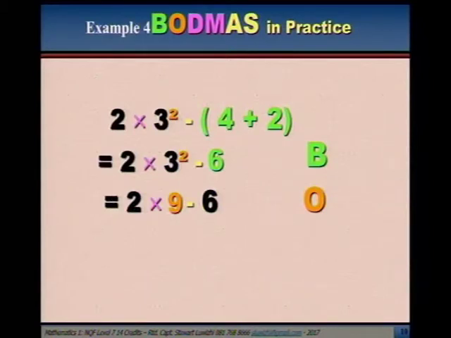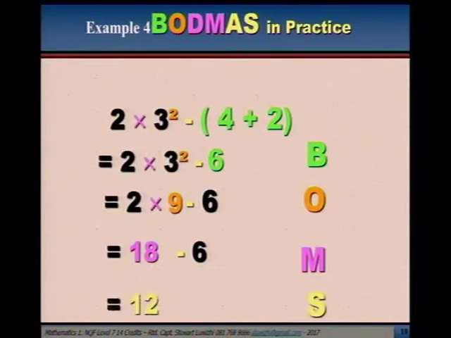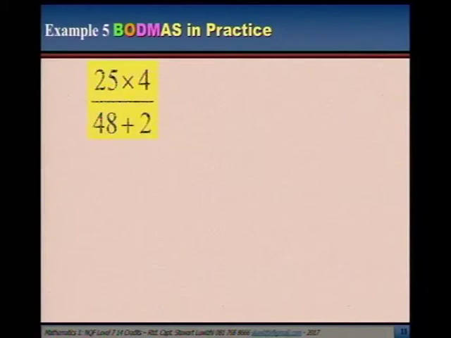Now, having arrived at that stage, what do we do? It's multiplication versus the subtraction sign. And what do we do? We are going to deal with the multiplication before the subtraction. So the minus 6 goes down as it is, and we deal with the 2 multiplied by 9, which is 18. So 18 minus 6, we get our answer as 12. That's how we go about it.